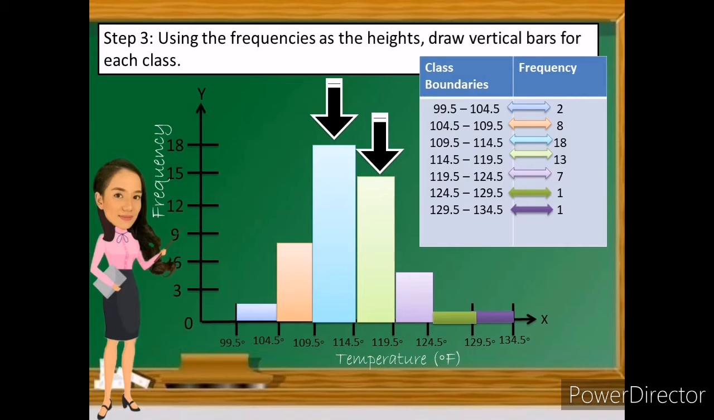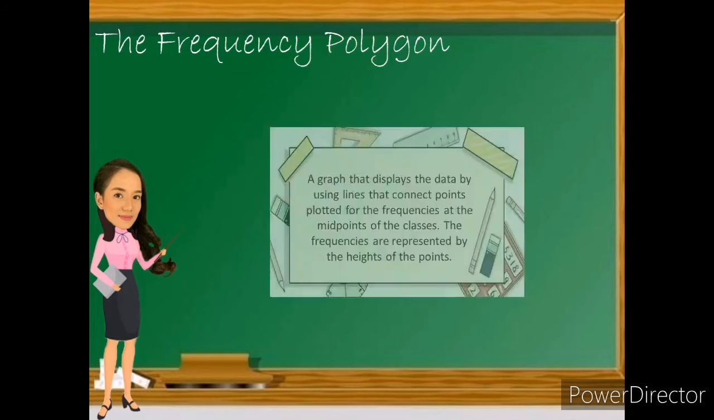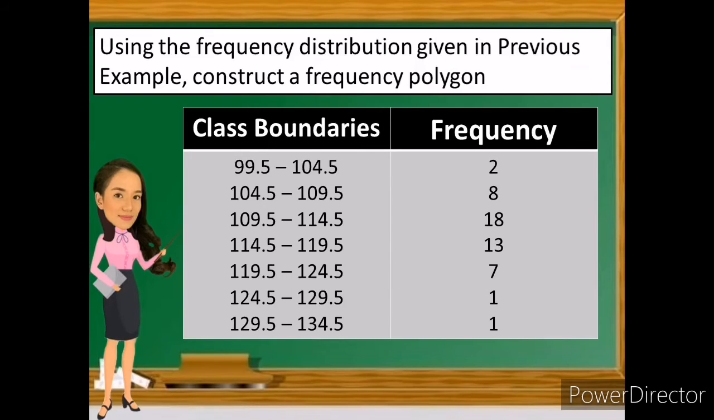Next is the frequency polygon. The frequency polygon is a graph that displays the data by using lines that connect points plotted for the frequencies at the midpoints of the classes. The frequencies are represented by the heights of the points. Example. Using the frequency distribution given in the previous example, construct a frequency polygon.